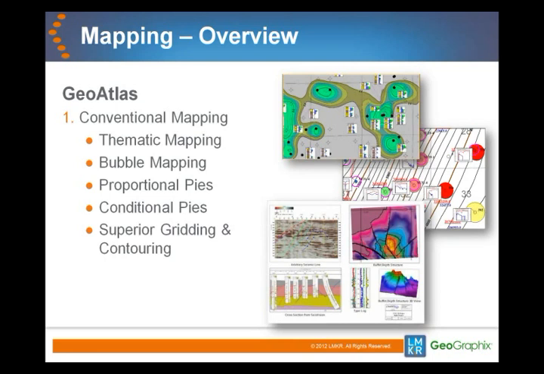We really probably have, soup to nuts, the most complete mapping package available in the upstream oil and gas industry on Windows. Really, it's a 3-in-1 package. First, it does all the conventional petroleum mapping, including contour mapping, thematic mapping, bubble mapping for production with proportional conditional pies. We have 10 gridding algorithms, including kriging, available.